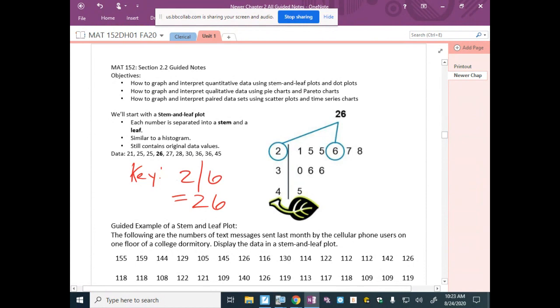So how many of you have done stem and leaf plots before? You probably did those in middle school or whatever.